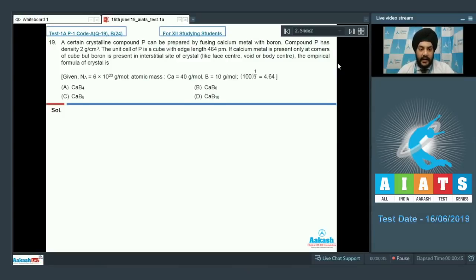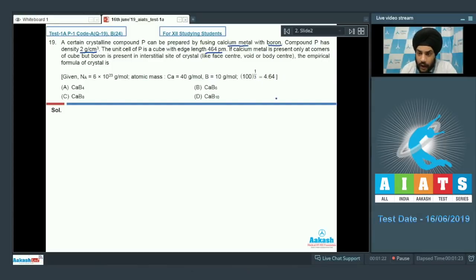Question number 19. It says, a certain crystalline compound P can be prepared by fusing calcium metal with boron. Compound P has density 2 gram per centimeter cube, and the unit cell of P is a cube with edge length 464 picometers. If calcium metal is present only at corners of cube, but boron is present in interstitial side of crystal, then the empirical formula of the crystal is. The Avogadro number and the atomic masses of calcium and boron have been given to us, and it is given that the cube root of 100 is equal to 4.64.